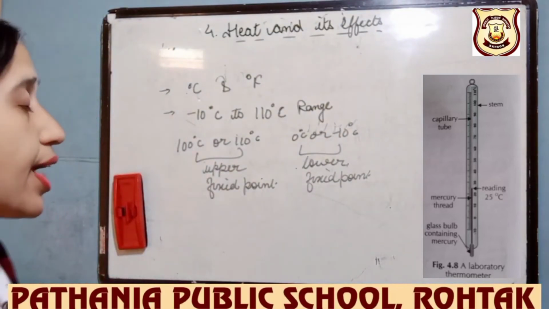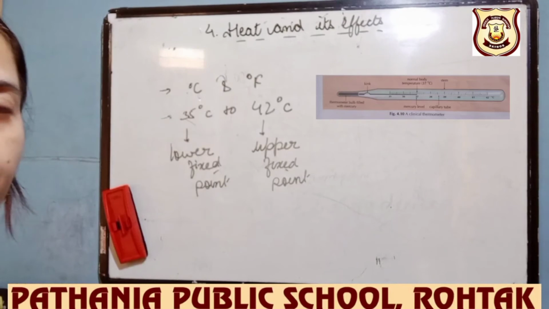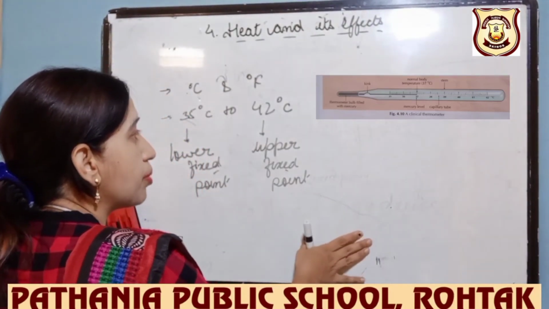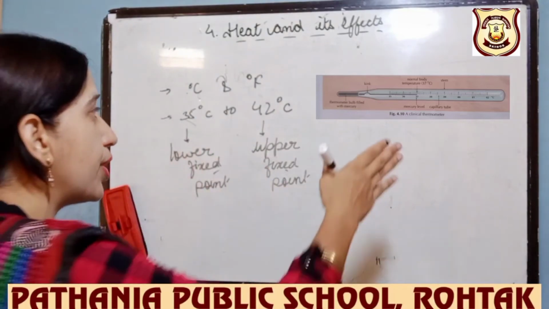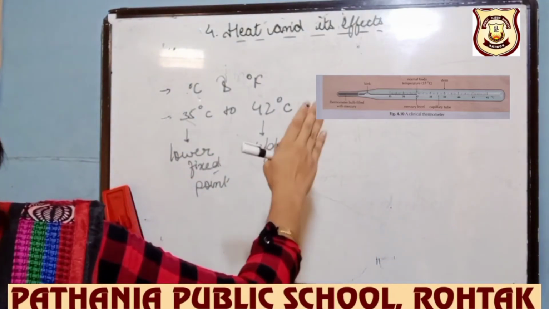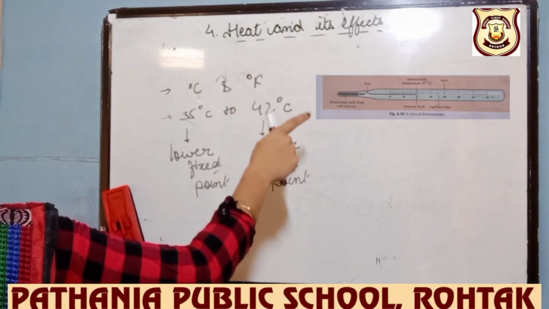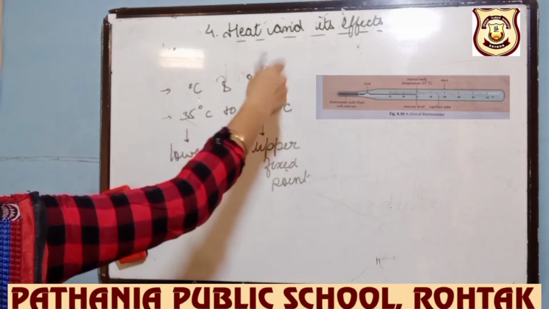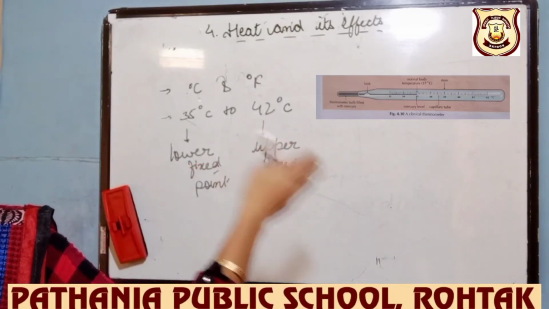Next we would like to take is clinical thermometer. You can see this is clinical thermometer. What is the main difference between this laboratory and clinical thermometer? Main difference is the stem. Yes, it is having a bend-like kink that prevents the movement of mercury back into the bulb when the thermometer is taken out of the person's mouth.